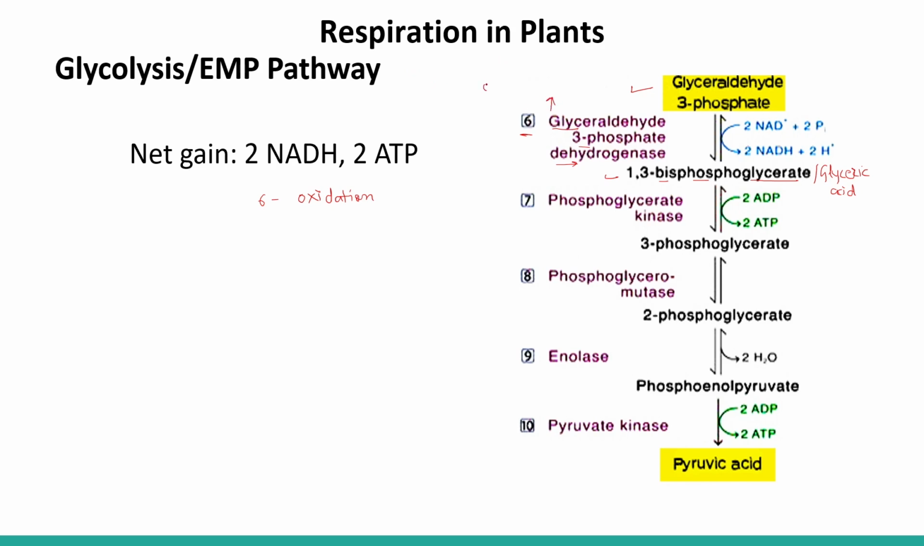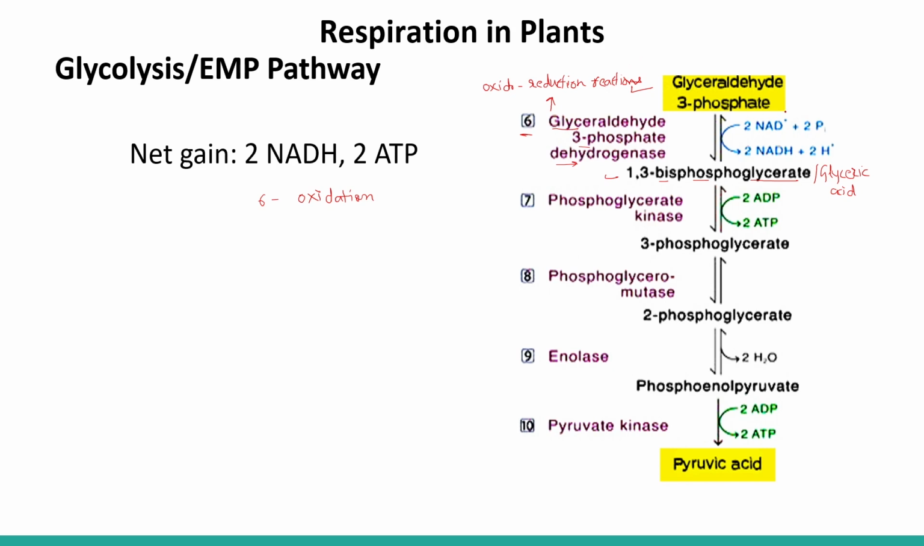They catalyze oxidoreduction reactions, which means they transfer electrons from the electron donor to the electron acceptor. Alright, what is oxidation? Oxidation is loss of electrons, whereas reduction is gain of electrons.